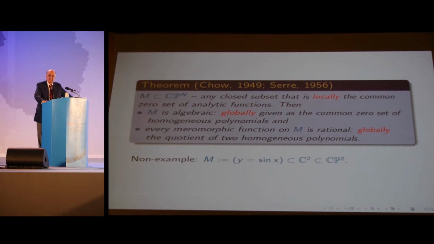Now, you can think about this non-example here, the graph of the sine function inside C2. That's nicely defined by just y equals sine x, and it's definitely locally defined by an analytic function, but it is not defined by a polynomial. What happens is that if you close this graph up at infinity, you get some really horrible looking space. So near infinity, the closure of the graph cannot be defined by an analytic function.